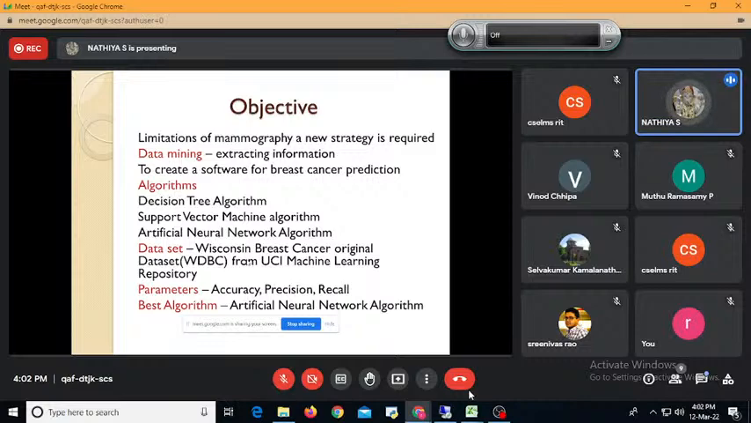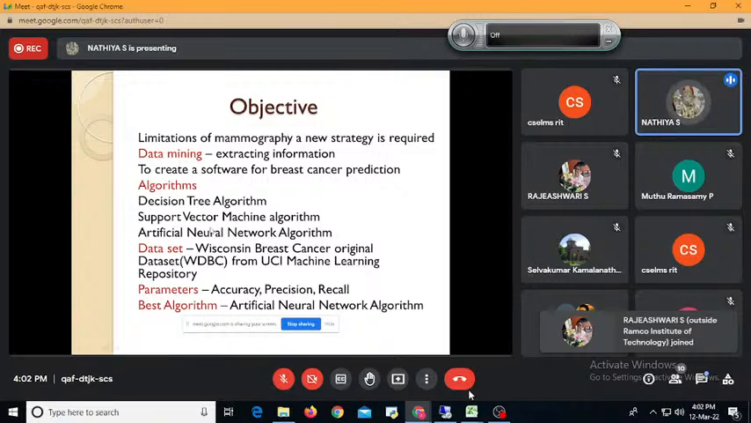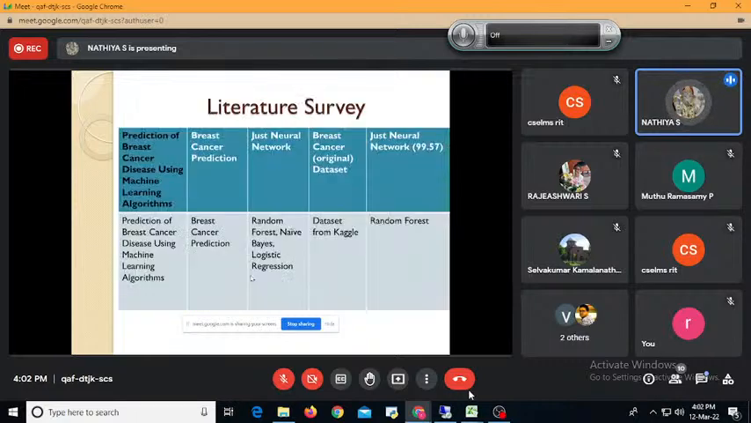So here I have selected 3 different data mining algorithms which are implemented for the prediction of breast cancer. The algorithms I have chosen are the decision tree algorithm, the support vector machine algorithm, and the artificial neural network algorithm. The dataset I have selected is from the UCI machine learning repository. The dataset name is Wisconsin breast cancer original dataset. And the parameters I have used to check the performance of these algorithms are accuracy, precision, and recall. With the help of my result, I found that the artificial neural network algorithm is best when compared to the other 2 algorithms.